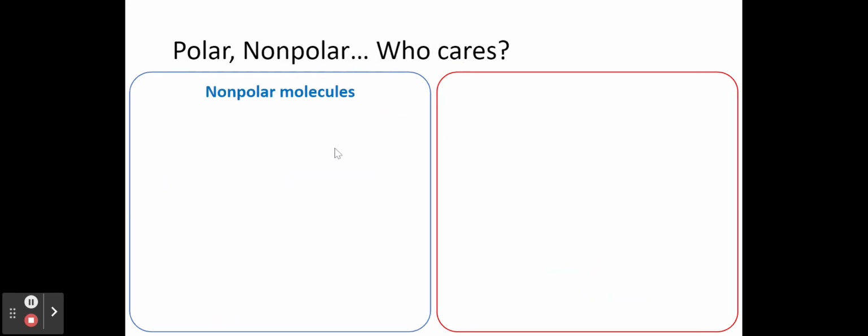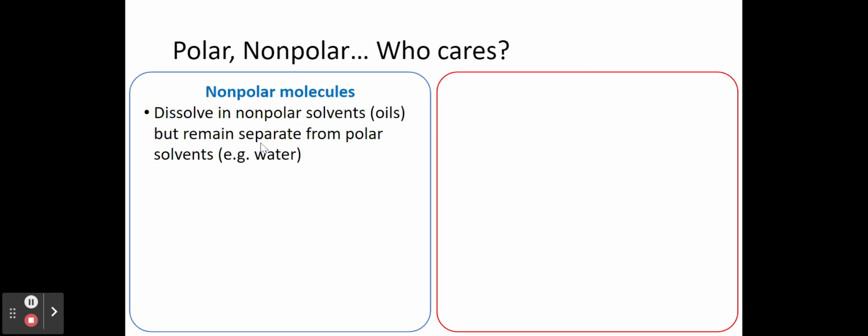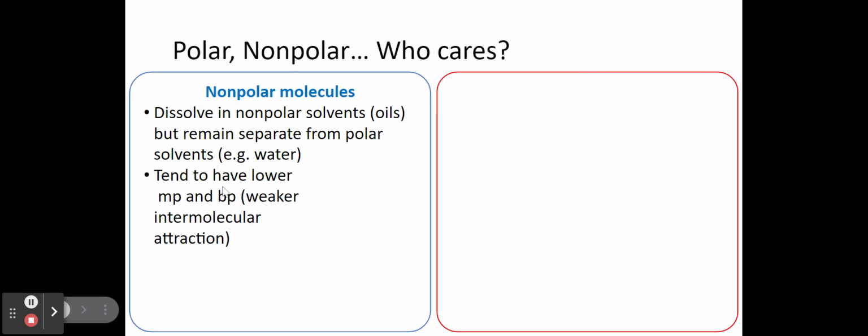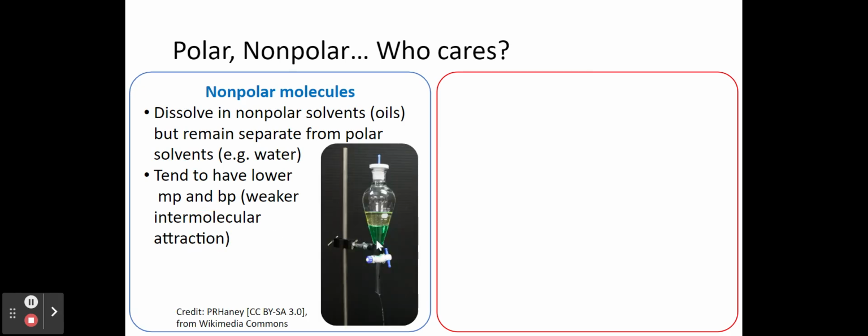So why do we care? Well, nonpolar molecules tend to dissolve in other nonpolar solvents, but they remain separate from polar solvents. They also tend to have lower melting points and boiling points because they have weaker attractions between the individual molecules. So we can separate them out pretty easily. So this would be maybe water and oil, and they don't mix.